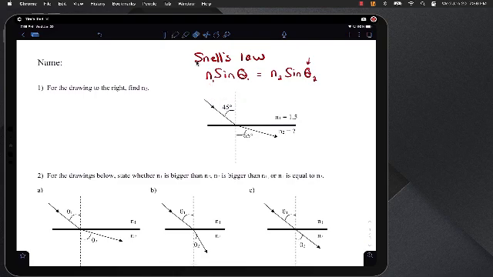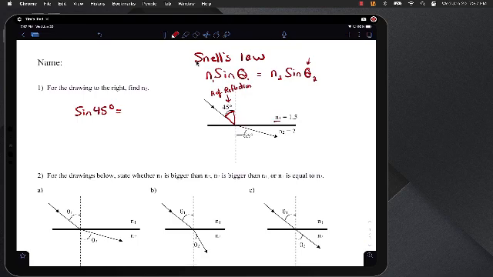We'll get rid of this to make it a little bit cleaner. We know that this angle right here, this 45 degrees, is the angle of reflection. We know that it's going to be that. Okay, so that's 45 degrees. So I can put down sine 45 degrees equals, I need to know what the index of refraction for this material is.